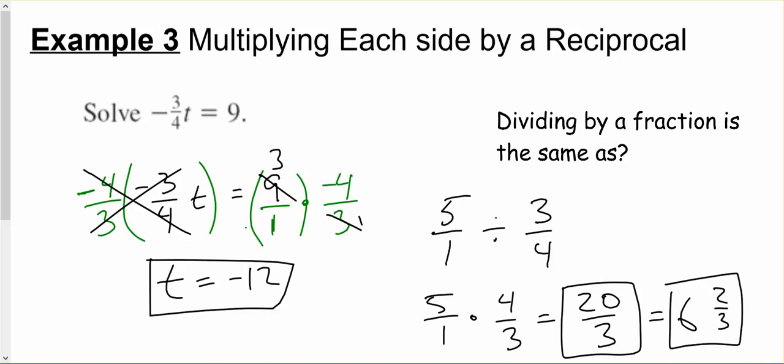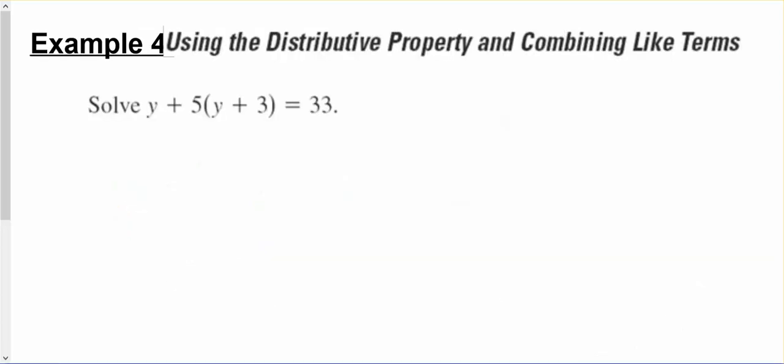Using the distributive property and then combining like terms. So I've got this equation y plus the quantity 5 times y plus 3 equals 30. Well, let's distribute first. Let's bring down this y first. 5 times y makes 5y. 5 times 3 makes 15. And that equals 33. And so now we're going to combine like terms.